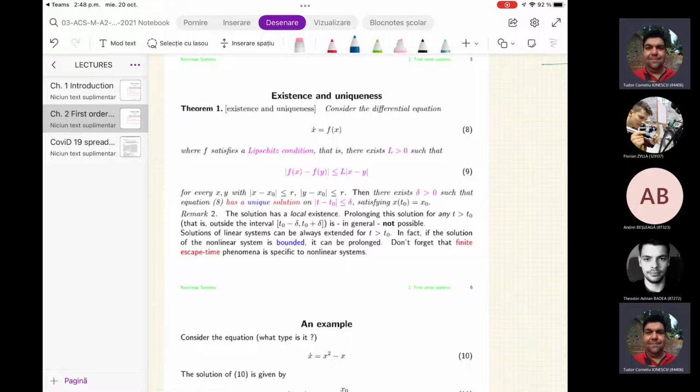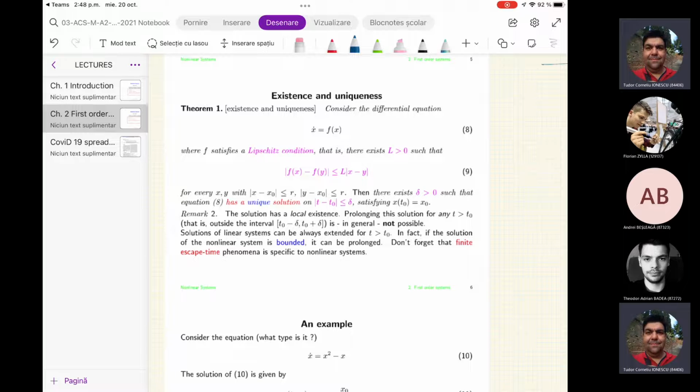Well, now we need to present some ingredients of nonlinear systems, so we can just mind our business afterwards. That is, we talk about the existence and the uniqueness of solutions. This is very, very important.